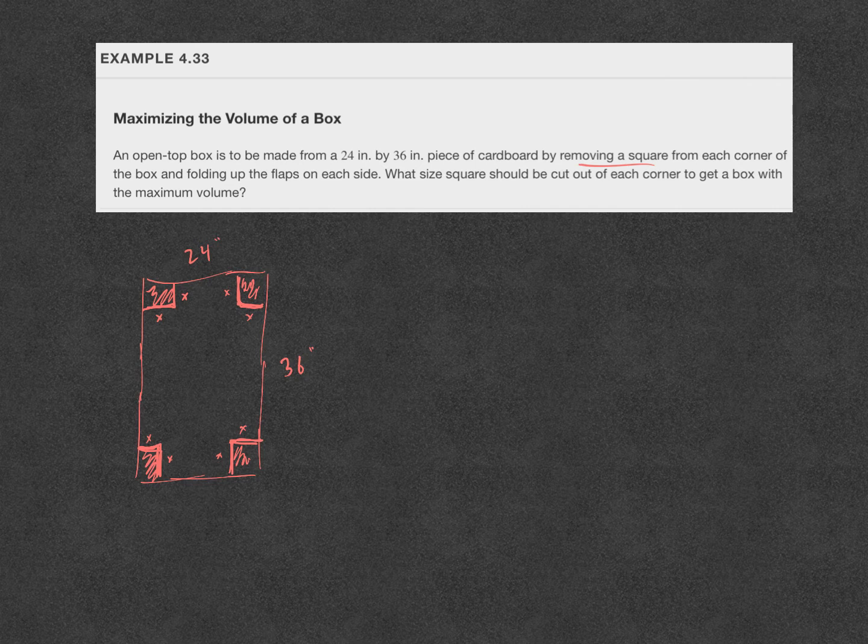So the next thing I want to do is write down what I'm maximizing, which in this case is volume. And I know the volume of a box is length times width times height. Now I'm just going to need to substitute something in terms of the variables for this problem for the L, the W, and the H. And that comes from actually folding up those sides.